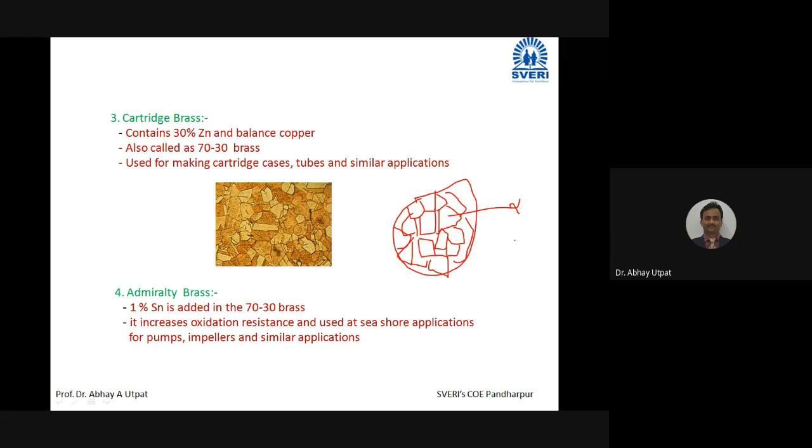This is all about alpha brasses. I repeat once again. First is cap copper, 5% zinc, balance copper. Second is gilding metal, 5 to 15% zinc. Third is cartridge brass, 70-30 brass, 30% zinc. And fourth is Admiralty brass.